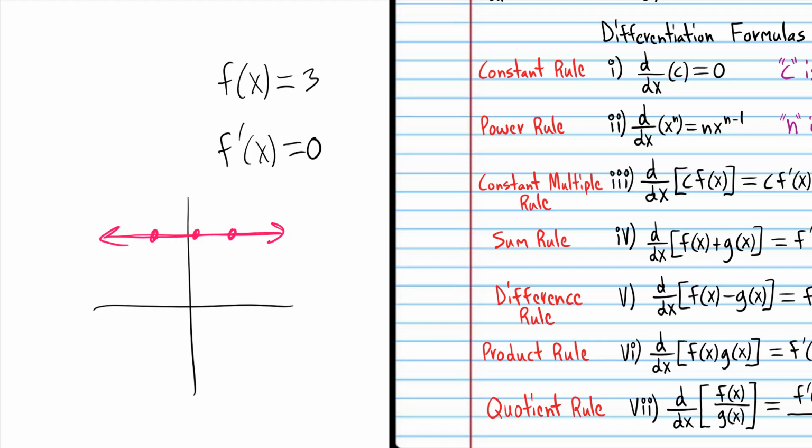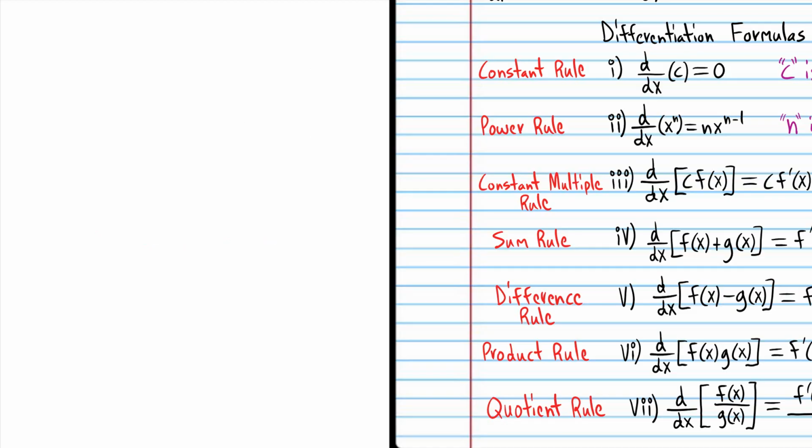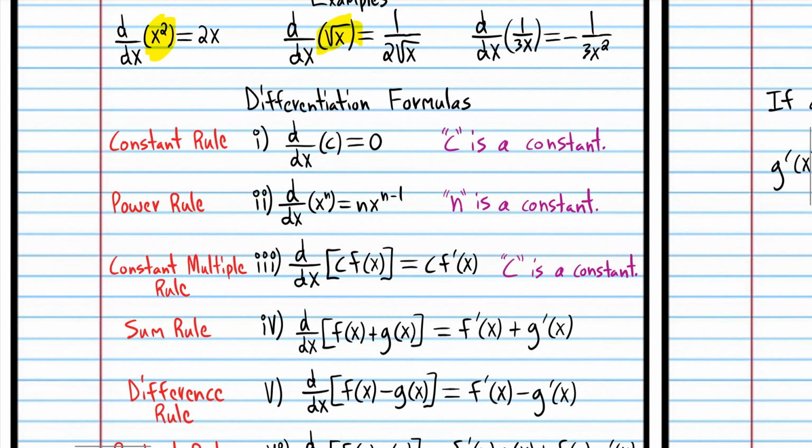Remember, we also think of the derivative as the slope. It's the slope of the tangent line to the curve. Even though this is a line, we still call it a curve. And remember, if you have a flat line, the slope of the line is just 0. So the derivative of a constant function is 0. So c we consider to be a constant.